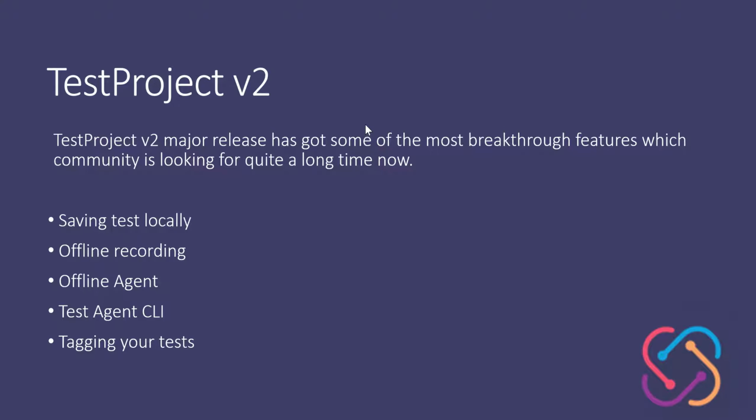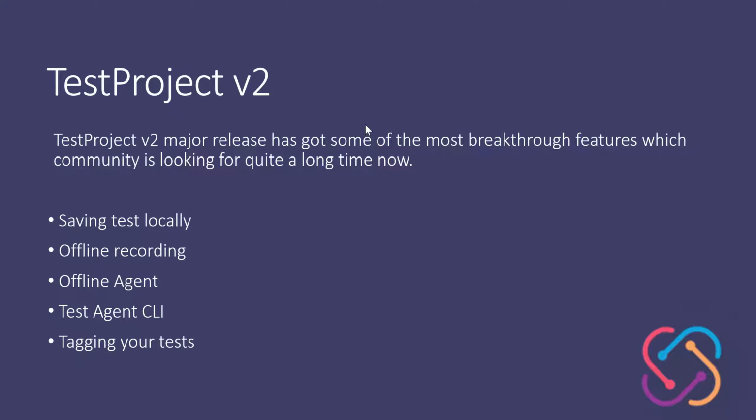TestProject version 2.0 is a major release and has some of the most breakthrough features which the community has been looking for quite a long time. Something like saving tests locally within our own machine instead of saving in TestProject's cloud. Similarly, offline recording, like recording the test from the TestProject platform, but still storing the test steps within our local machine, and running the test in the TestProject agent via an offline channel instead of running it in conjunction with TestProject's token and using the TestProject cloud.